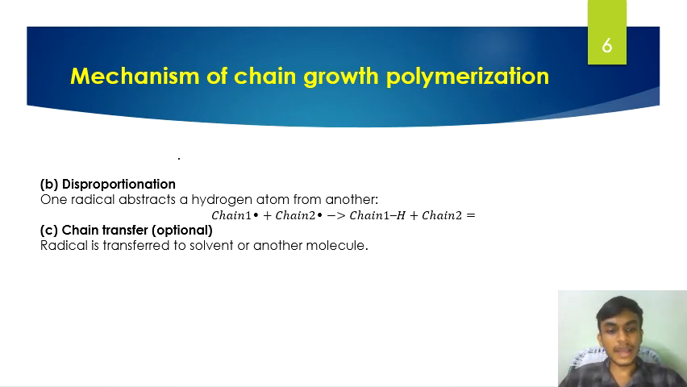Disproportionation: one radical abstracts a hydrogen atom from another. And chain transfer: the radical is transferred to solvent or another molecule.